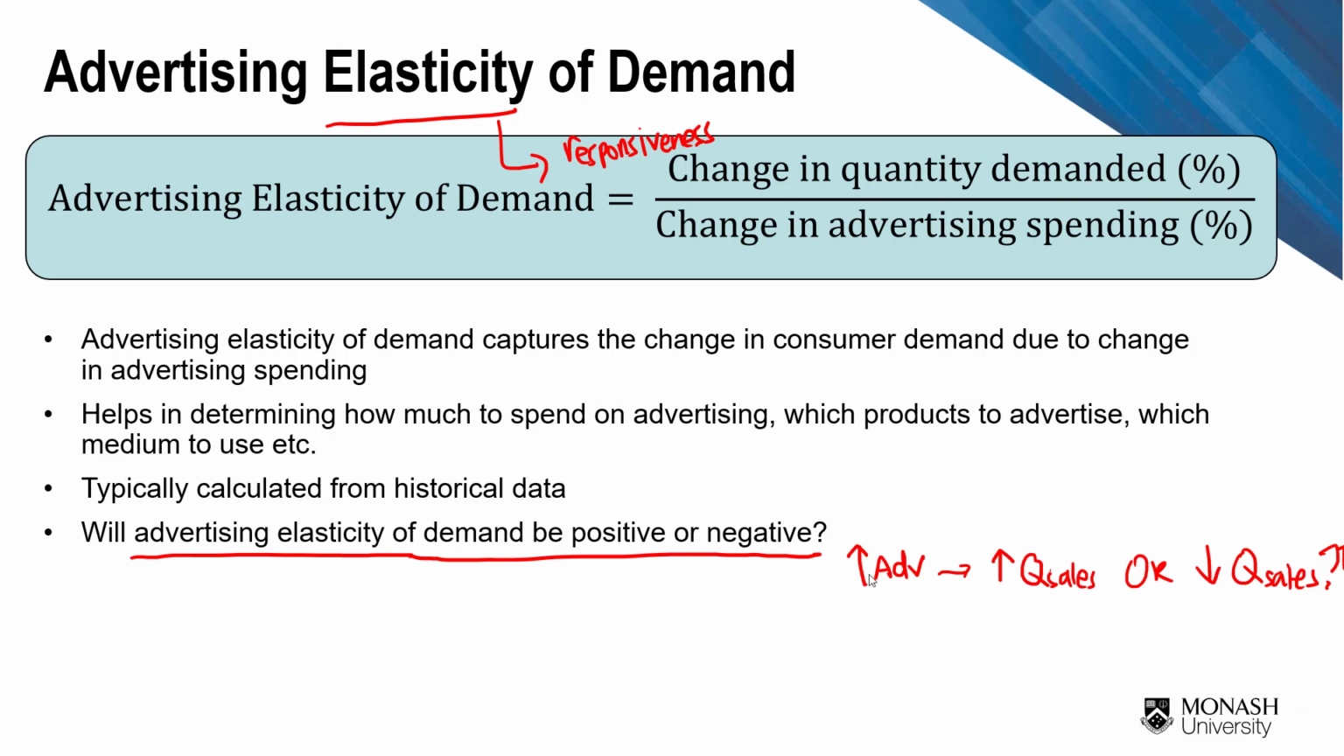Obviously, by intuition, if you increase the advertising, well, you hope, but in natural fact, you probably will increase your sales. So an increase in advertising should contribute to an increase in sales. Because of that, they are moving in the same direction, which means it is a positive effect. This is different from price elasticity of demand, which is normally negative. But in this case, my advertising elasticity is supposed to give me a positive number.